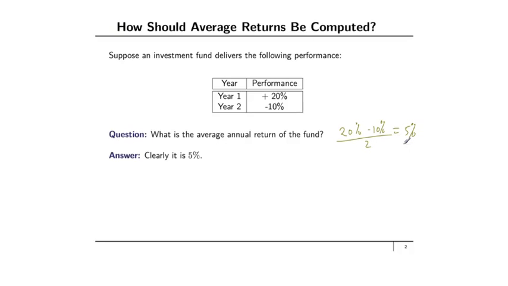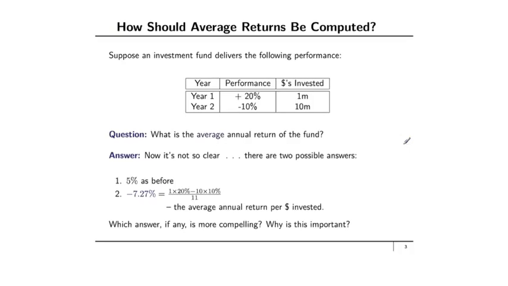But suppose I change things just a little bit. Actually, I won't change anything. I'm going to give you a little bit more information. Consider this example. The exact same fund, the exact same performances in years 1 and 2, plus 20% and minus 10%. But now I also tell you what number of dollars were invested in the fund. In year 1, there was $1 million invested in the fund. In year 2, there was $10 million invested in the fund. Now I'm going to ask you the same question. What is the average annual return of the fund again?